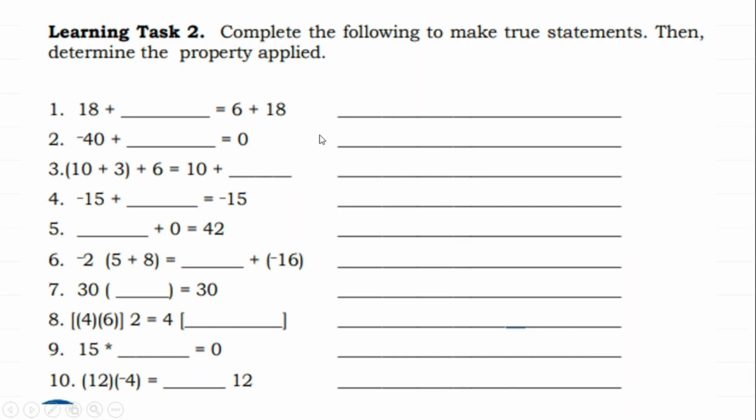Ayan, dahil nga natutunan na natin ang tungkol sa properties of operations, ngayon naman, sagutan natin yung learning task number 2 nyo sa inyong module, and that is to complete the following to make true statements, and then after that, we need to determine the property applied. Okay, so let's have number 1. So sabi dyan, we have 18 plus blank is equal to 6 plus 18. So ano ang kailangan ilagay natin sa number na ito para maging totoo siya or maging equal siya?